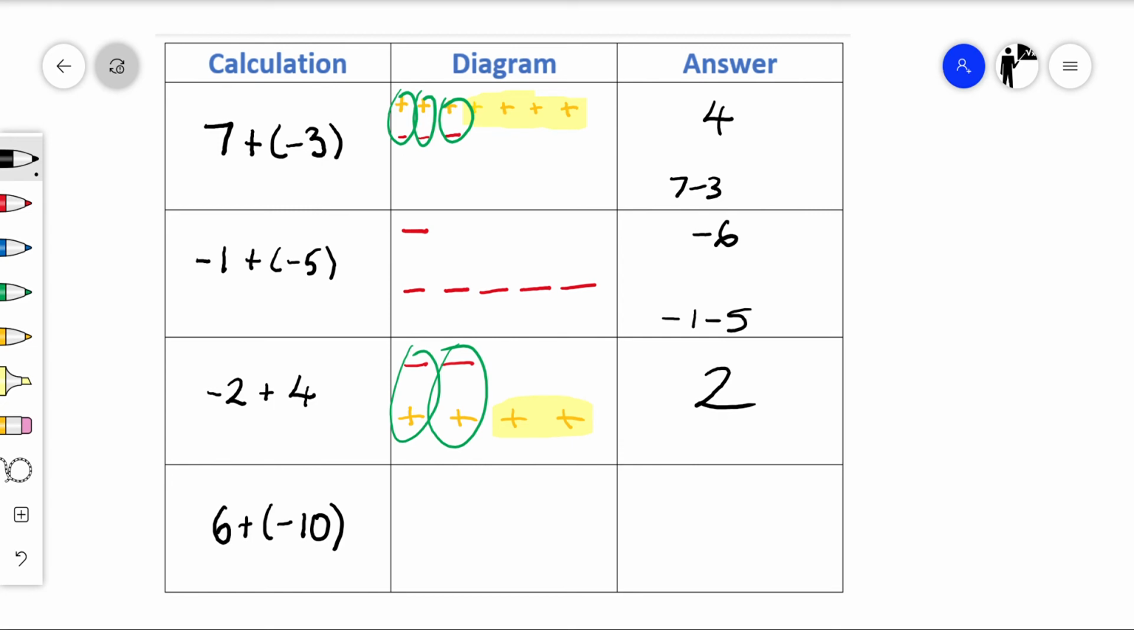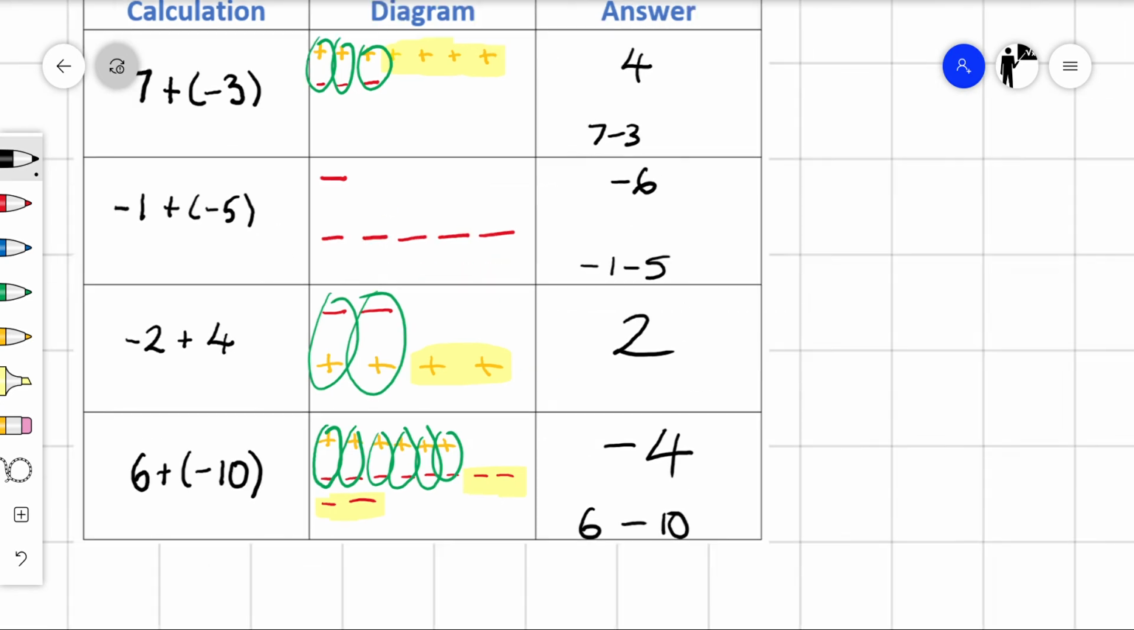Lastly, 6 plus minus 10. If I wanted to represent this, 1, 2, 3, 4, 5, 6 pluses. 1, 2, 3, 4, 5, 6, 7, 8, 9, 10. We've got 10 negatives. Let's identify zero pairs. 1, 2, 3, 4, 5, 6. And what we're left with? We're left with minus 1, minus 2, minus 3, minus 4. So the answer to this problem is minus 4. And we get the exact same answer as if it were 6 minus 10.